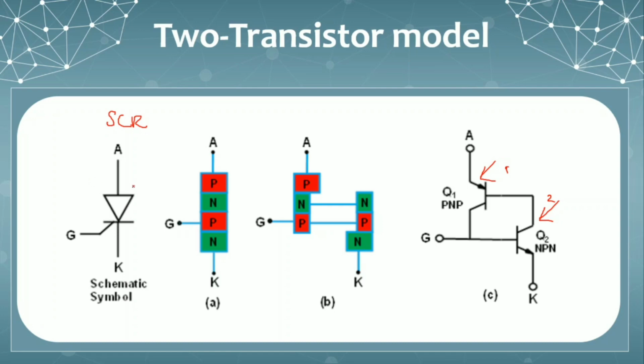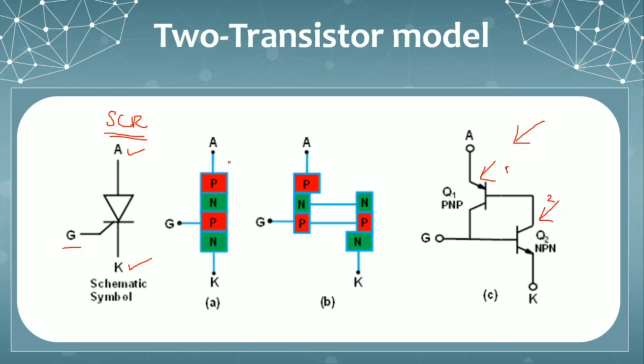Only thing is, to analyze SCR, I will make use of two transistors to understand. So only for understanding purposes am I taking this model. So this is the SCR where you have anode, cathode. This is the anode symbol. This is the anode terminal, cathode terminal and gate terminal. You have the anode terminal connected here, cathode is here, gate is here.